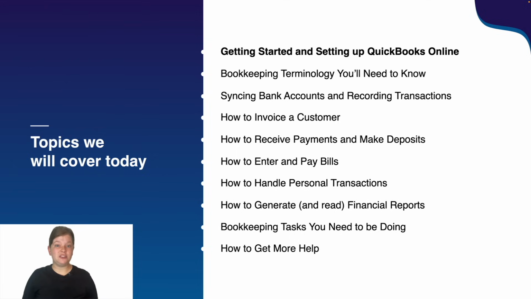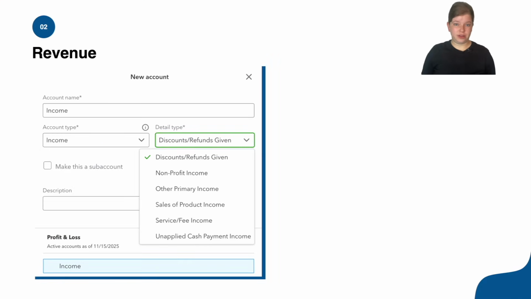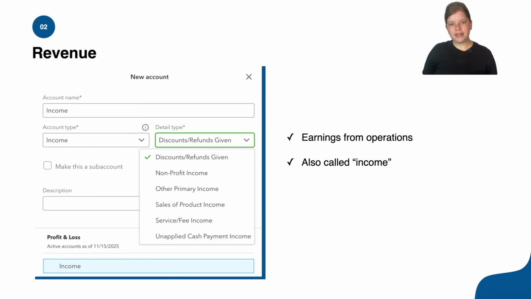So we've just covered getting started and setting up QuickBooks. So now we're going to move on to bookkeeping terminology that you're going to need to know. So first of all, we've got revenue. Now, most of you are probably already very familiar with this term. This is your earnings from operation, aka your income. This is money brought into the company, typically by selling goods, products, or services.